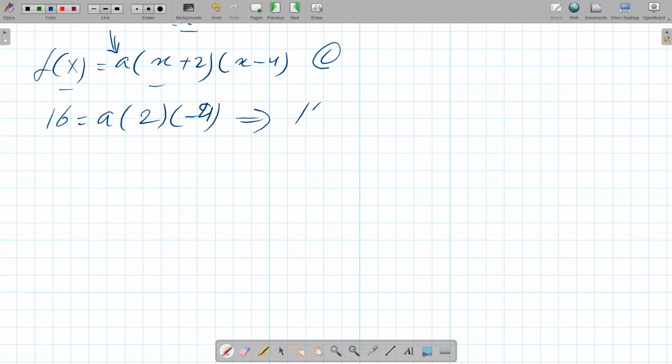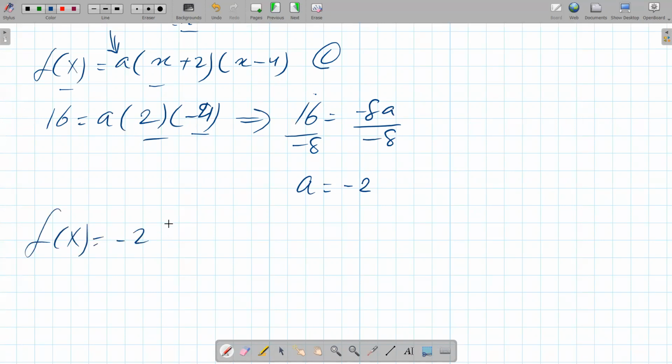Then it becomes 16 equals 2 times -4, which is -8a, then divided by -8 on both sides, then a equals 16 over -8, which becomes -2, right? Then f of x equals -2 times (x + 2) times (x - 4).